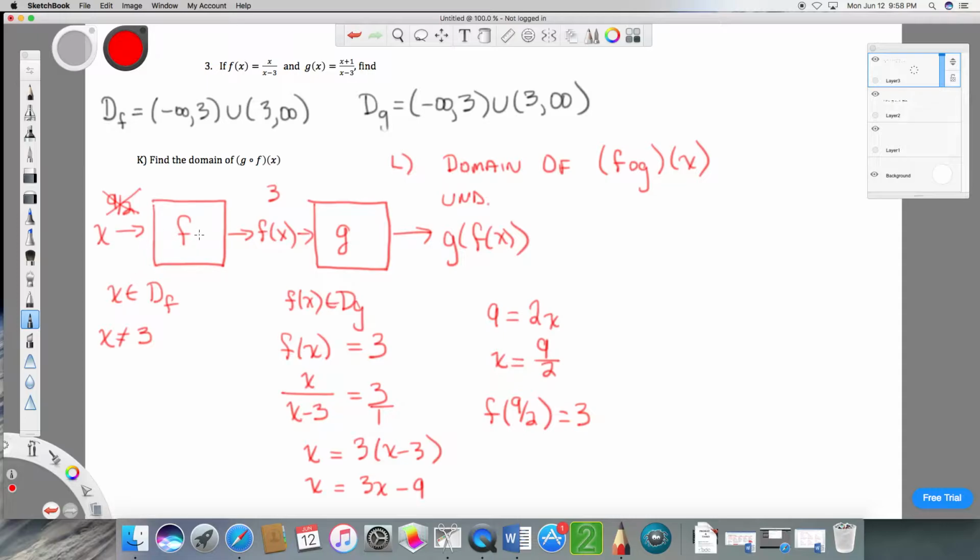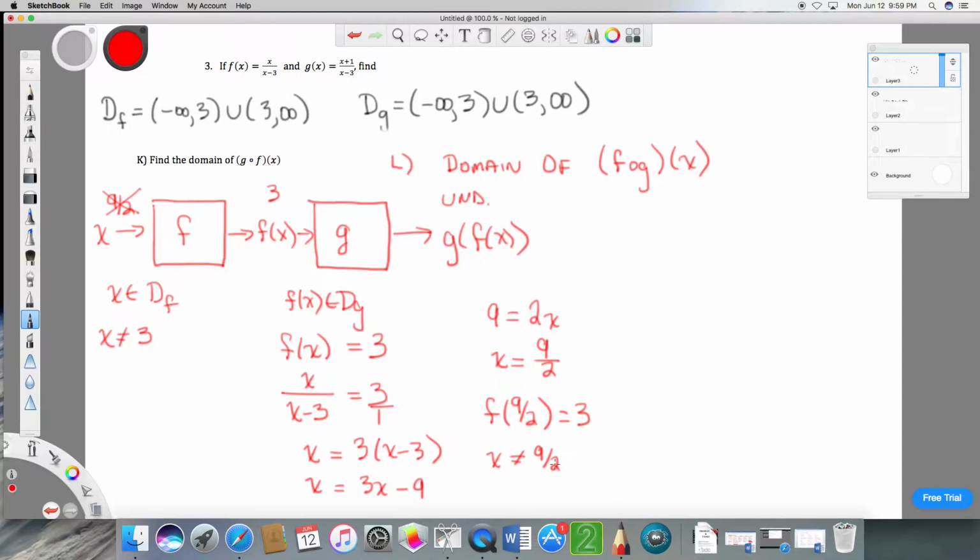It's not that f has a problem with it. It's that once f does its magic, does its rule, the output is 3, and g can't handle 3 because 3 causes division by 0. So we're going to have to throw out 9 halves from the domain. And that's 4.5, right?